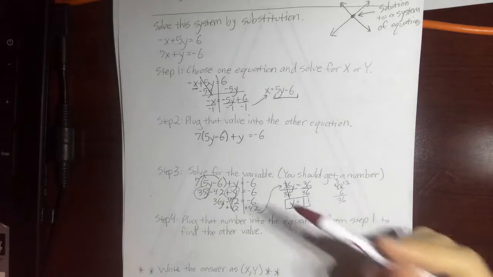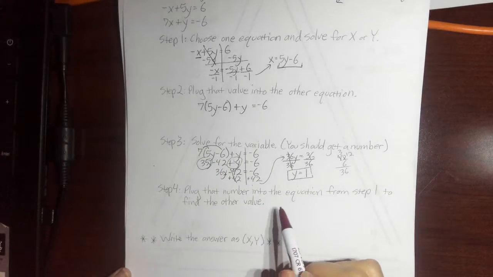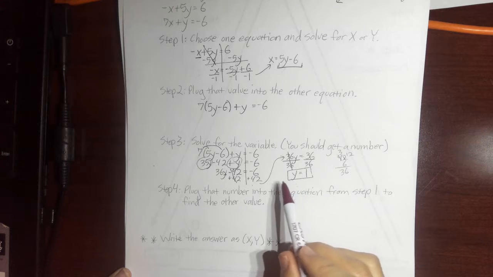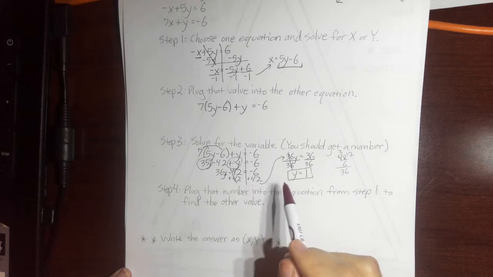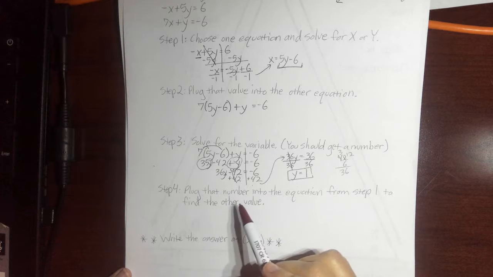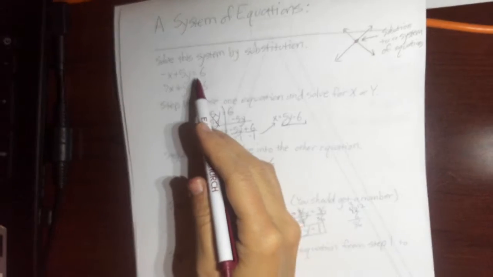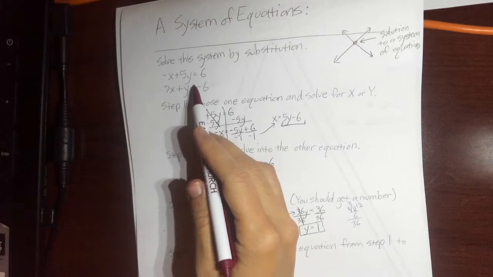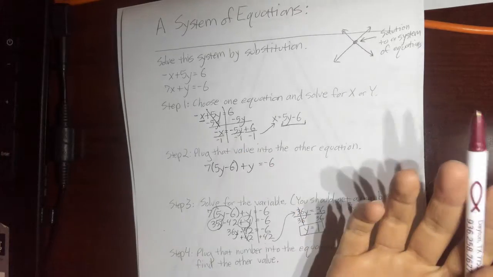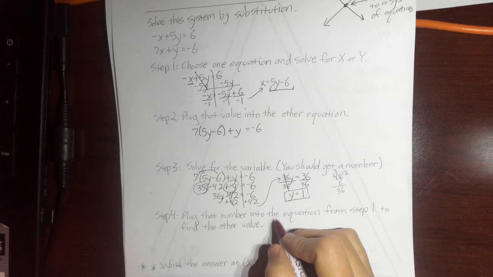And then now I have to get the other piece, right? So I'm going to plug the number that I get for whatever variable I chose, or actually the one that I didn't choose, into the equation for step 1 to find the other value. So now I can take this and plug it into this equation, or really either one of these, and then solve for the x. So I'm going to plug it into the first one just because.